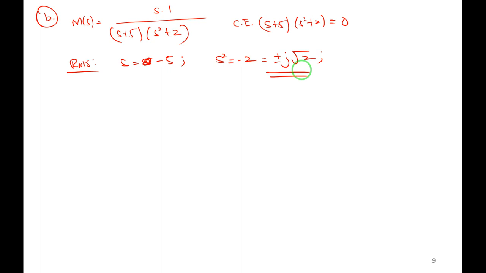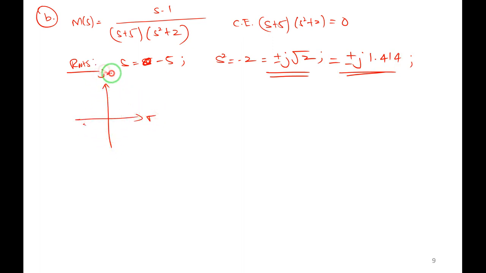S square plus 2 equal to 0. So the coefficient is 1, and the s power 1 coefficient is not there, it is 0. Then the constant term is 2. So it is plus or minus j 1.414. Root 2 is 1.414. It is correct, right? Okay, fine. Look at the roots.